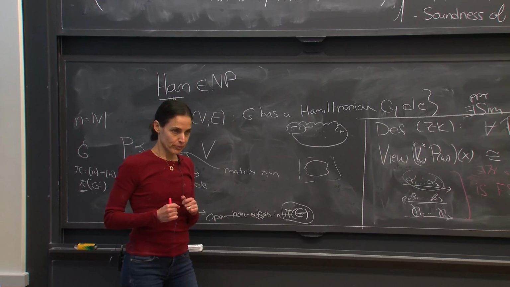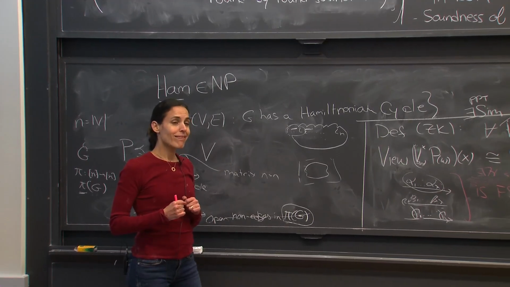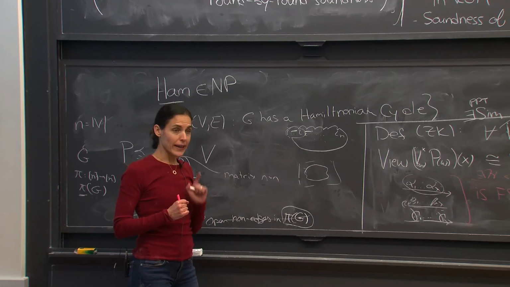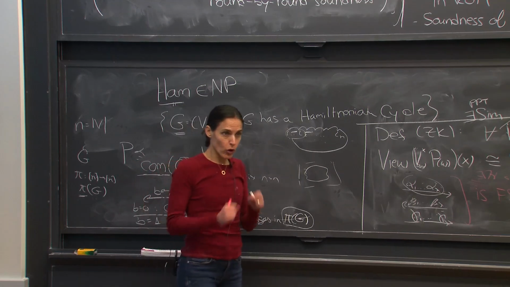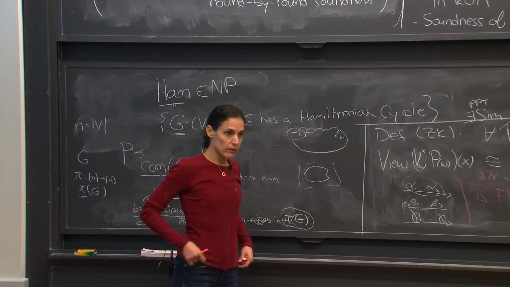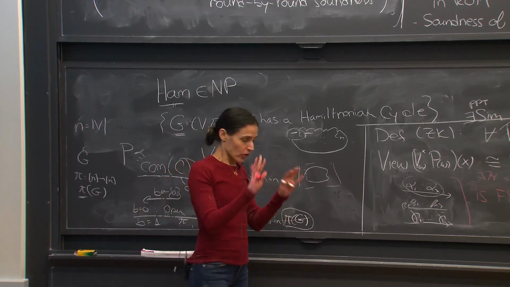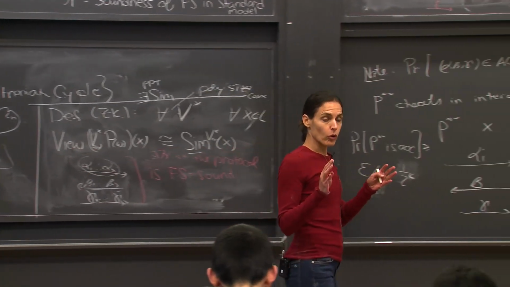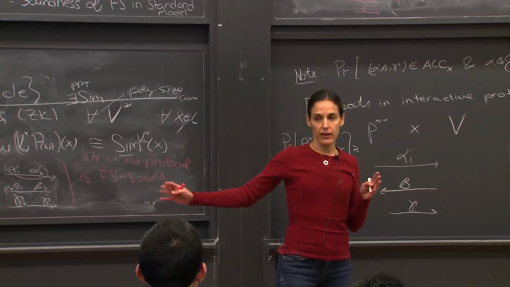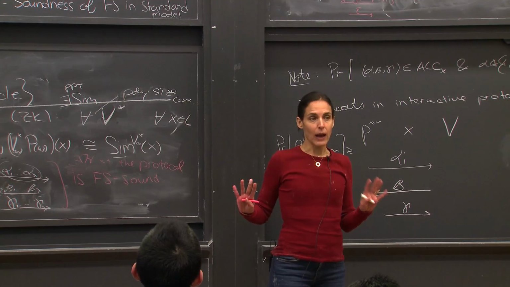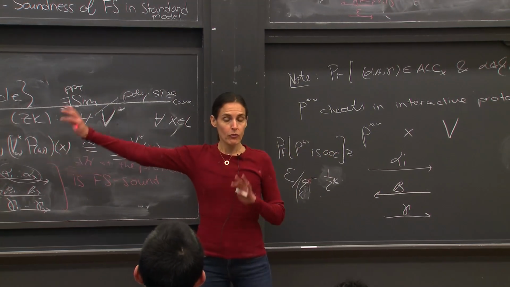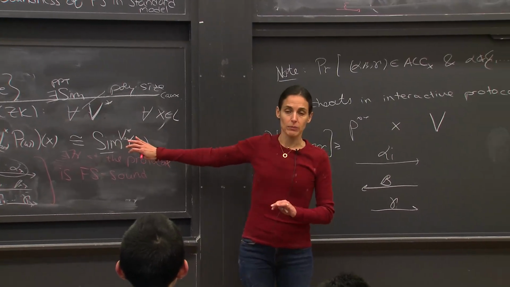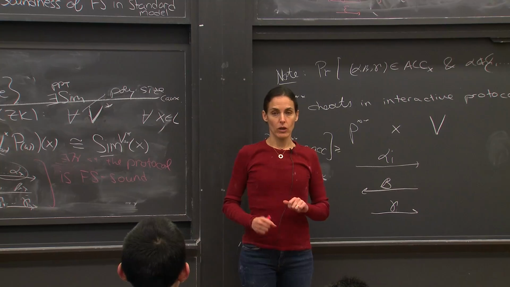Yeah? You're talking about the Hamiltonian protocol, that specific protocol, and not just any zero knowledge. Yeah, sorry, let me clarify. I'm not saying that any zero knowledge protocol, if you repeat it in parallel, is not zero knowledge anymore. I'm not saying that. I'm saying that this specific protocol, for graph Hamiltonian, if you repeat this protocol in parallel, it's not going to be zero knowledge.